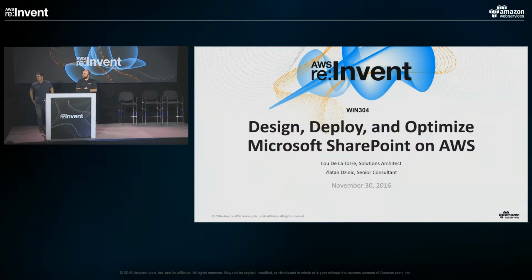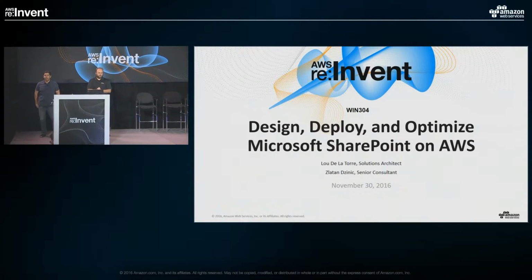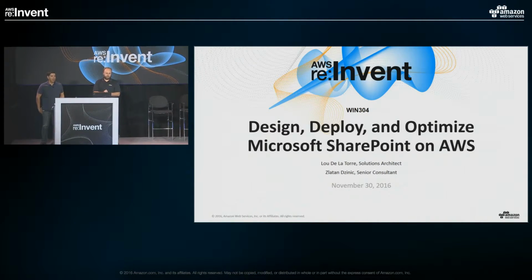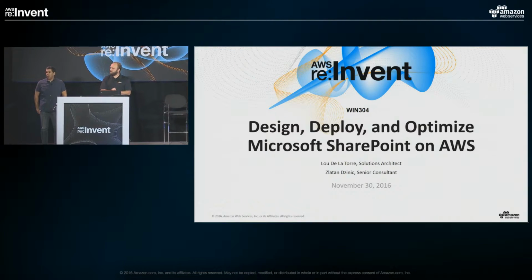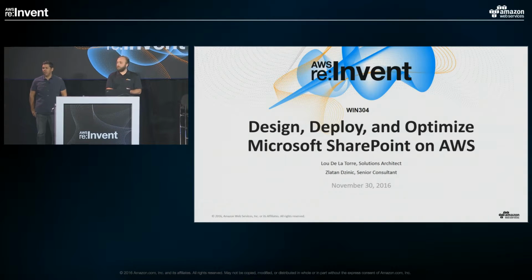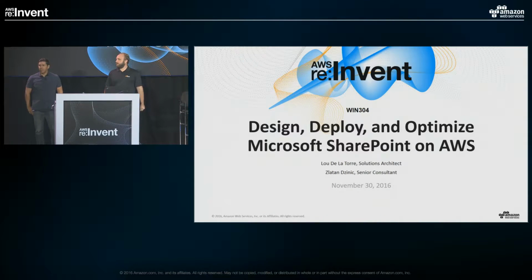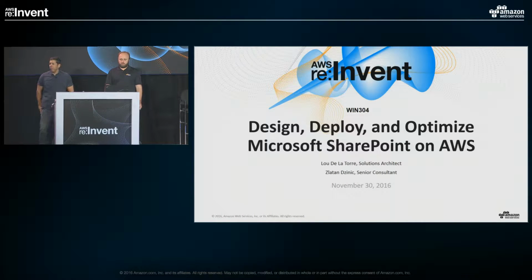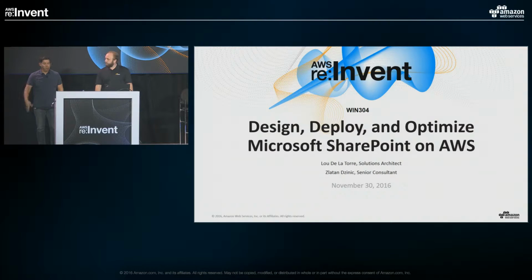My name is Lou Delatorre. I'm a solutions architect with AWS. I've been with AWS now for about 2 years, and I have over 2 decades experience working with systems architecture, cloud architecture, contingency planning, compliance management, systems management, of course, Microsoft workloads.